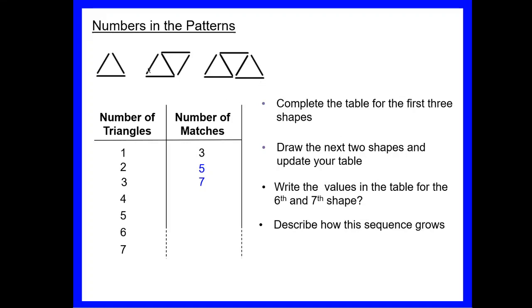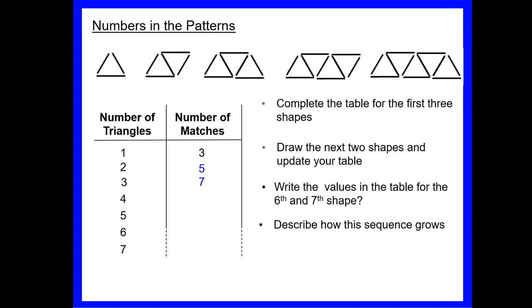So we can see the shapes have gone by adding extra matches onto the right hand side. So if we add extra matches, our next two patterns will look like that, and we can count up the matchsticks and fill in the table. So we've got 9 and then 11.